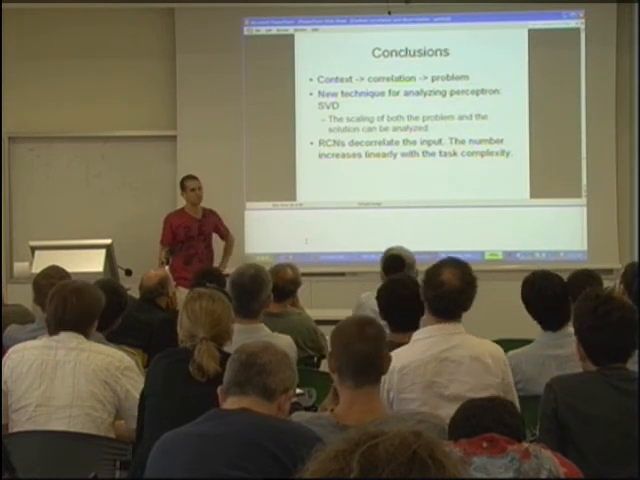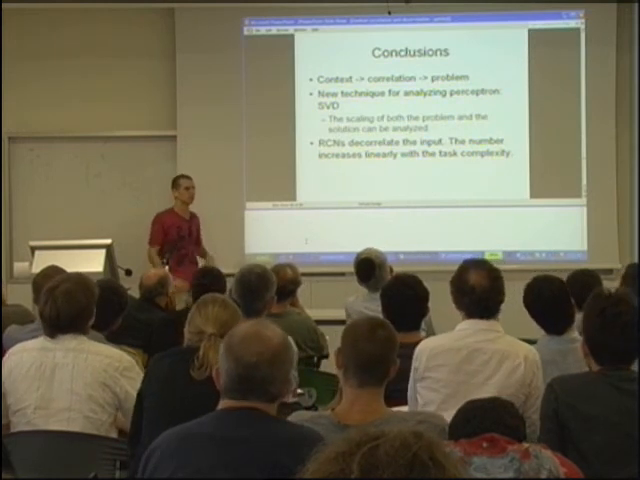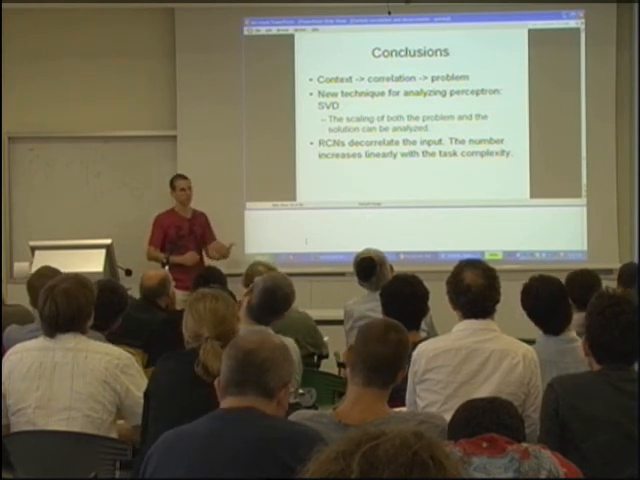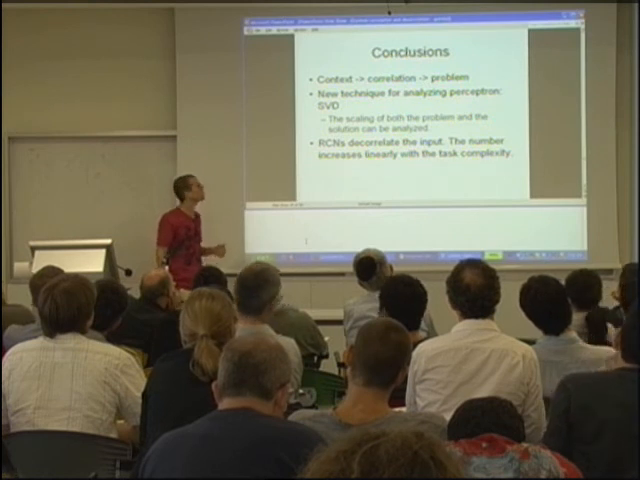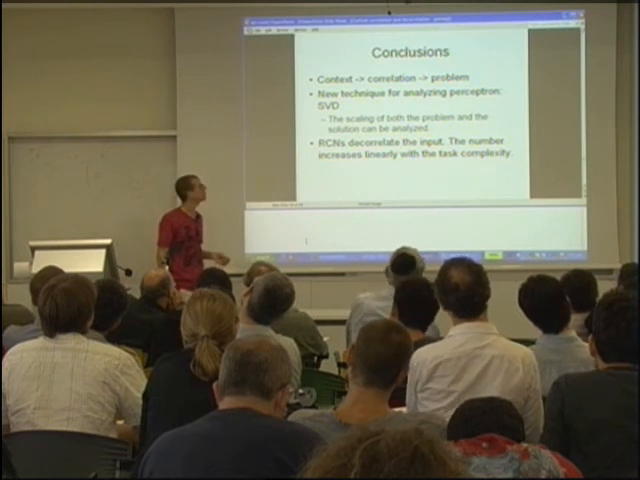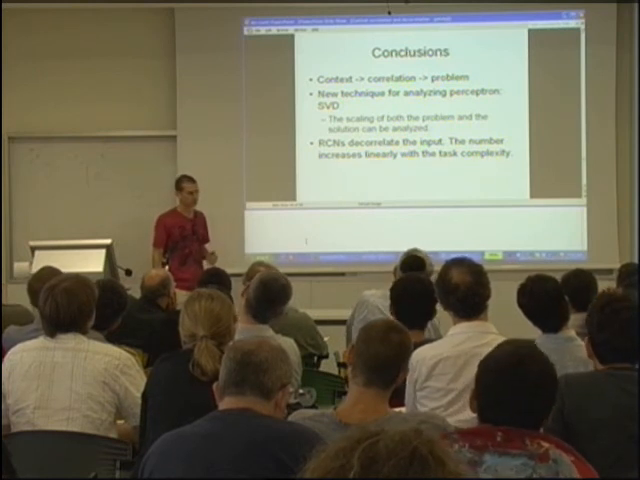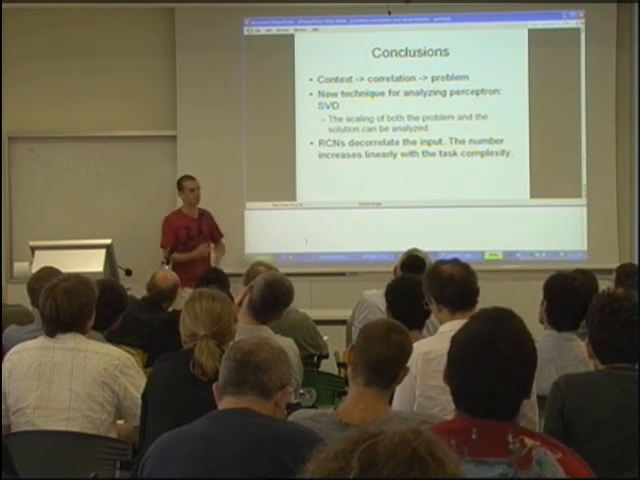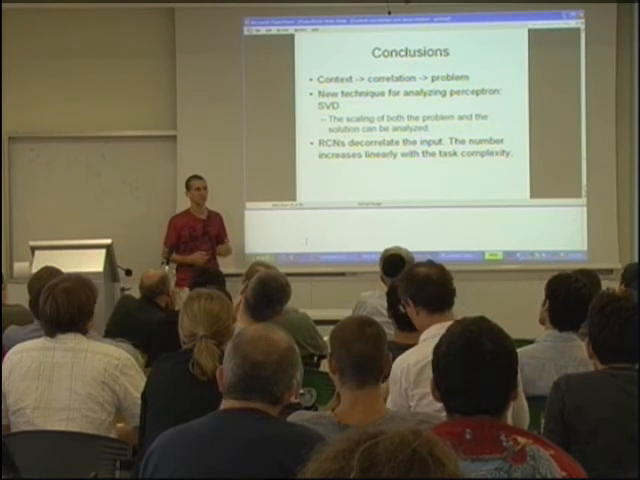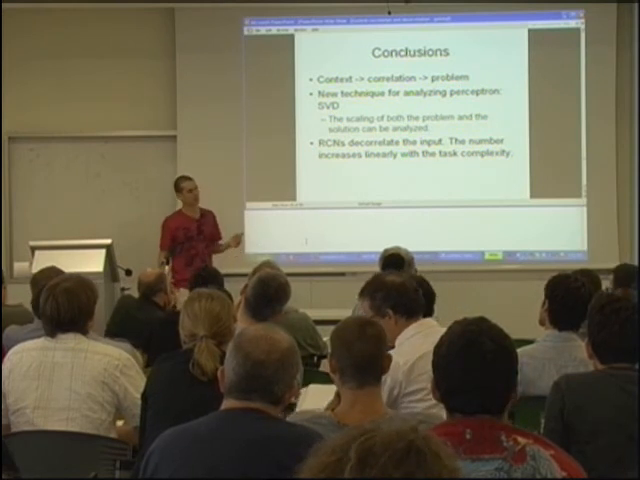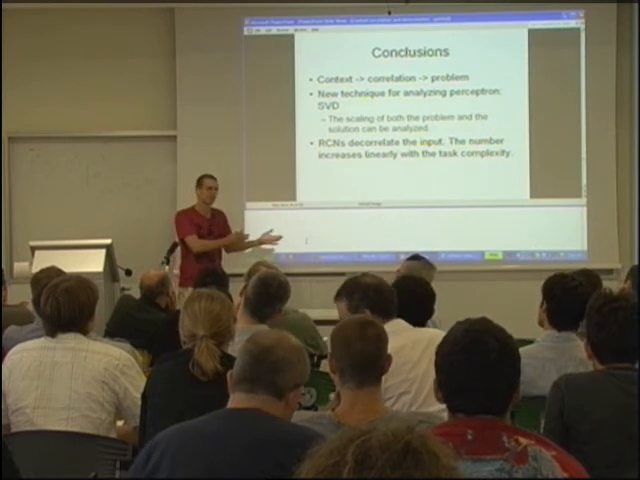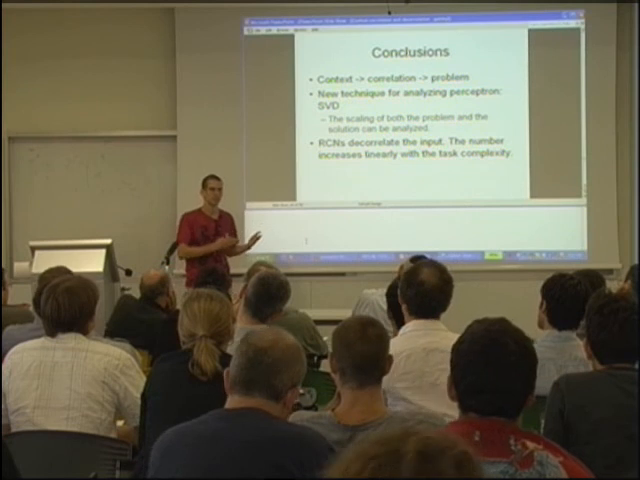So to conclude, I hope I showed that context problems introduce correlations into the input, which might pose a problem when you're trying to make decisions. I introduced a new technique for analyzing the capacity of the perceptron using SVD, which allows both to study the scaling of the problem and of the solution using RCNs. And I showed that RCNs can decorrelate the input when the number needed increases linearly with the task complexity, which incidentally also gives a nice way to characterize the complexity.